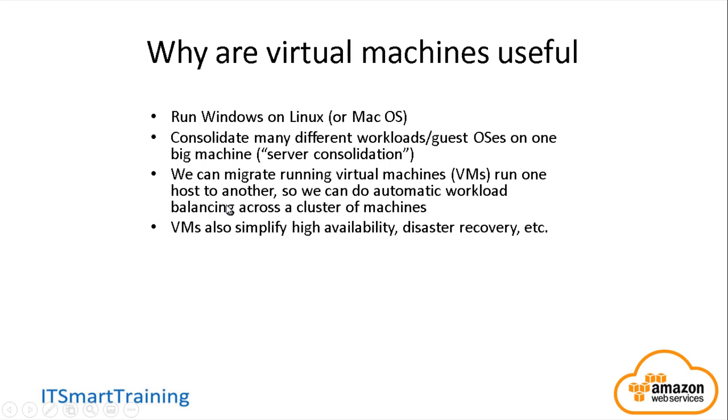Suppose we have two hosts, meaning two physical servers or two physical machines. Suppose one machine goes down. Inside that host there are some running virtual machines, so they go down and our service goes down. To overcome this scenario, we migrate the virtual machines from one physical host to another. That process can be automated, or we can migrate manually. We can discuss that in later exercises. This is called automatic workload balancing across the cluster of machines.